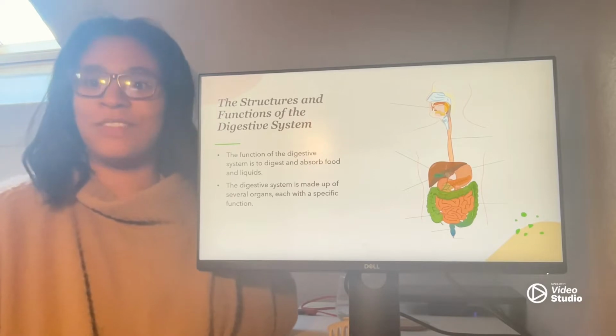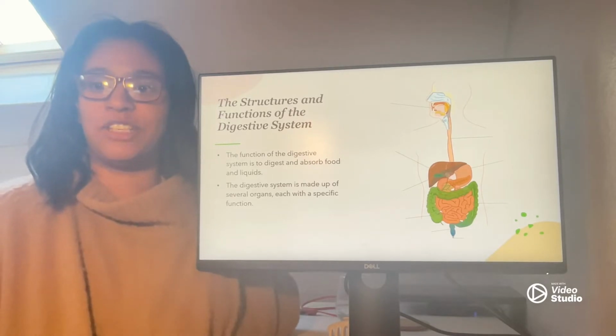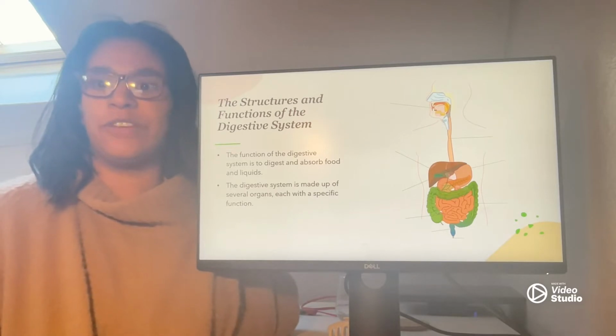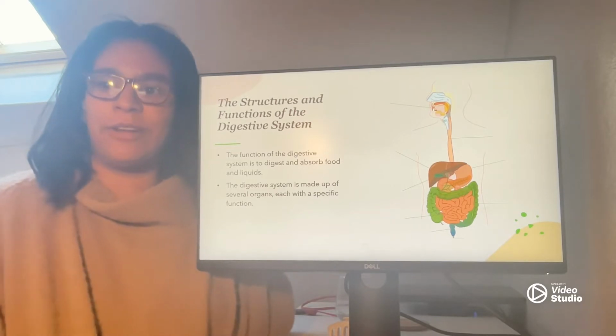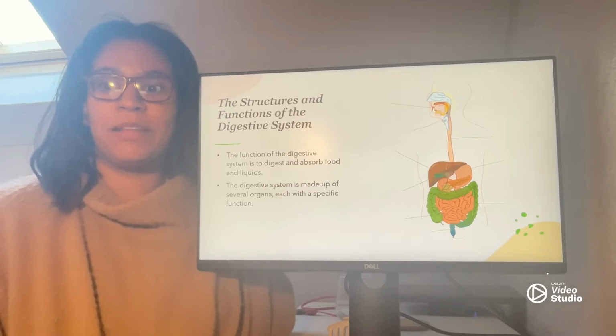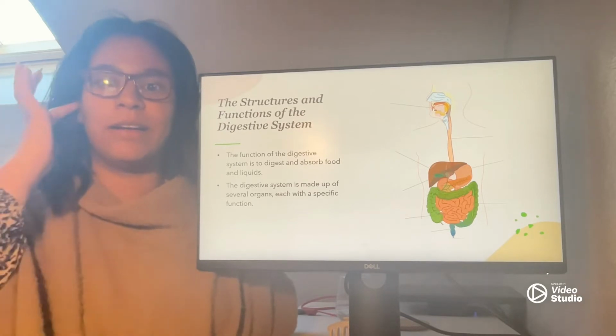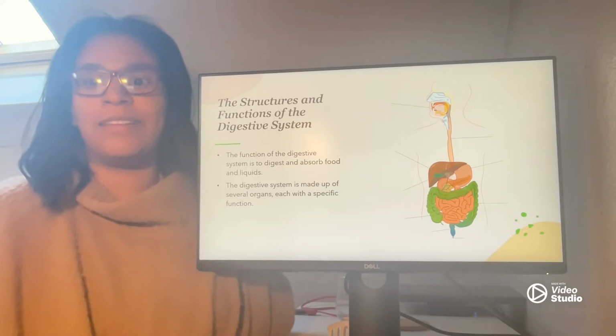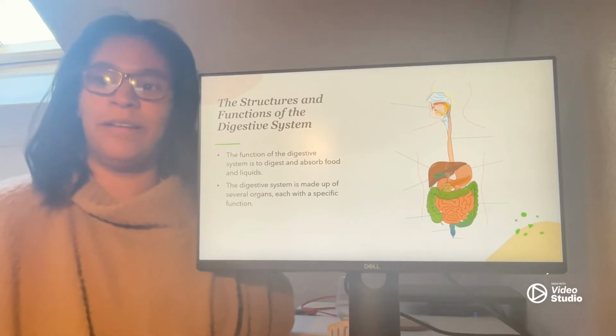Simply put, the function of the digestive system is digestion and absorption. Digestion is important as the body requires nutrients from the foods and liquids we consume in order to stay healthy and function. The digestive system works by breaking down and absorbing nutrients from the food and liquids to use them for energy, growth and repairing cells. The body has a digestive tract which allows this to happen.